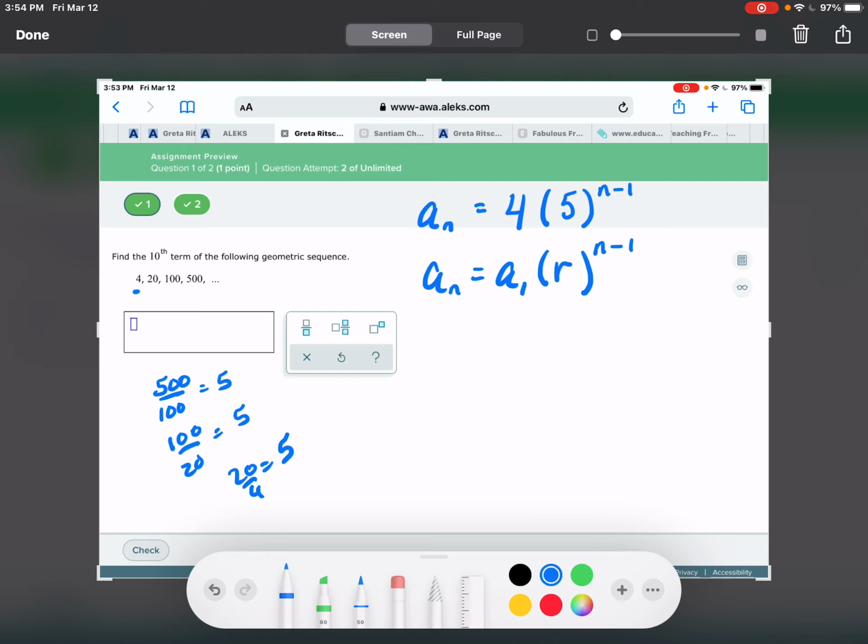In this case, we wanted the 10th term, so I'm going to say a sub 10 equals 4 times 5 to the 10 minus 1, or 9. So I'm going to need to do 5 to the 9th power times 4.